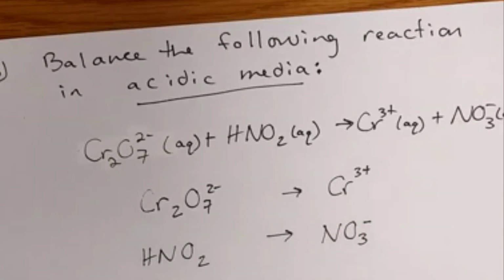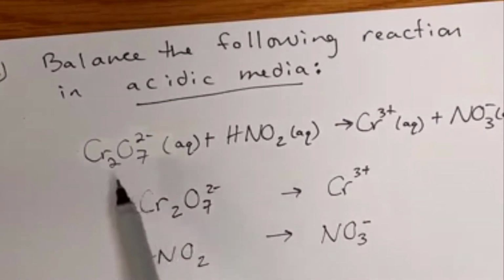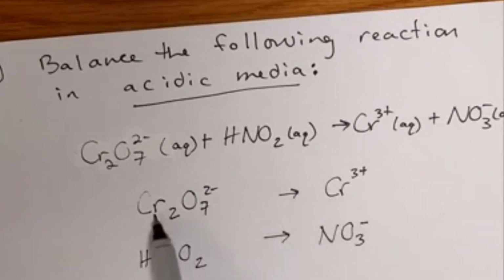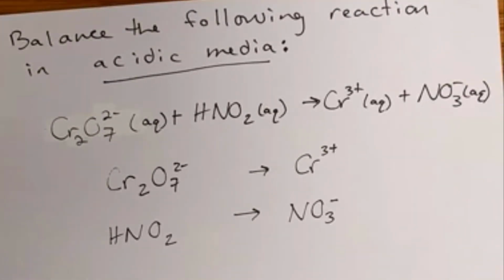So that's my first step, writing my half reactions. All I did there was decide that those two, chromium probably came from that chromium, nitrogen probably came from that nitrogen. I'm not really paying attention to my oxygens and hydrogens right now. Why? Because we can pull them from water. Okay, so that's my first step, write my half reactions.